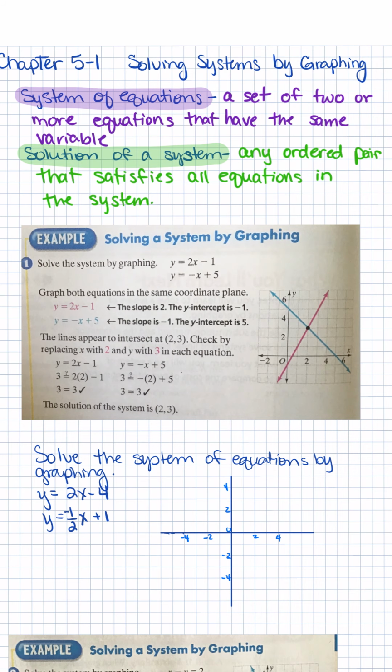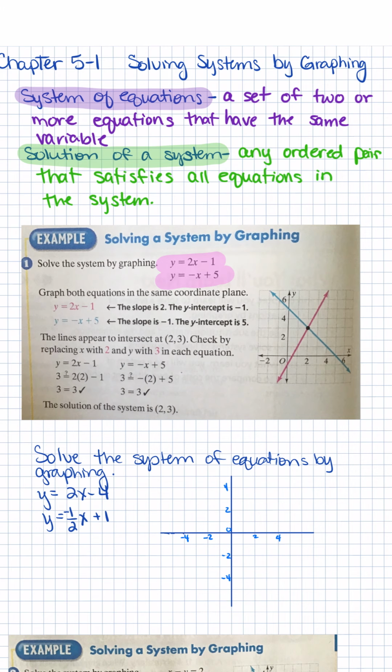One method of solving a system of linear equations is to graph each equation and find any intersecting points. So let's take a look at this one. Solving a system by graphing. Solve the system by graphing. Here are our two equations: y equals 2x minus 1, and y equals negative x plus 5.